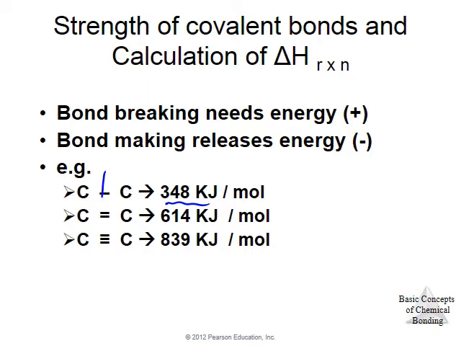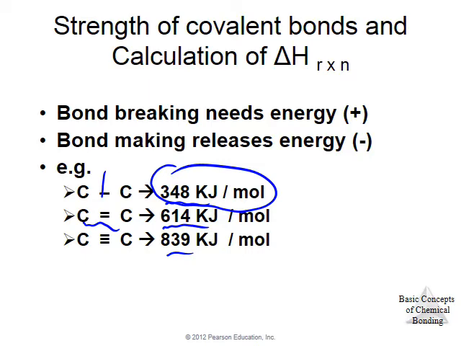When there is a double bond, in order to break that carbon-carbon double bond, I need to apply 614 kilojoule for every mole of double bonded carbon. Similarly, for triple bonded carbon, the energy would be 839 kilojoule per mole. Now, these are bond breaking energies. What would happen if I'm making those bonds? For example, if I bring 2 carbon atoms and make a single bond, it would be just the opposite sign. Here, bond breaking needs energy, bond making gives off energy.